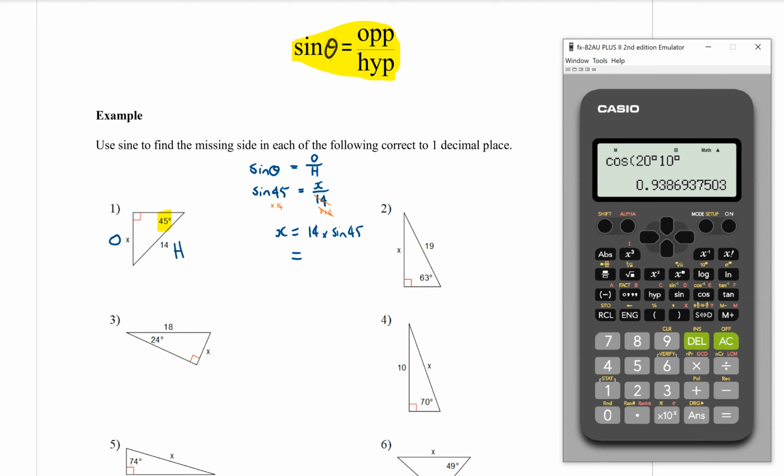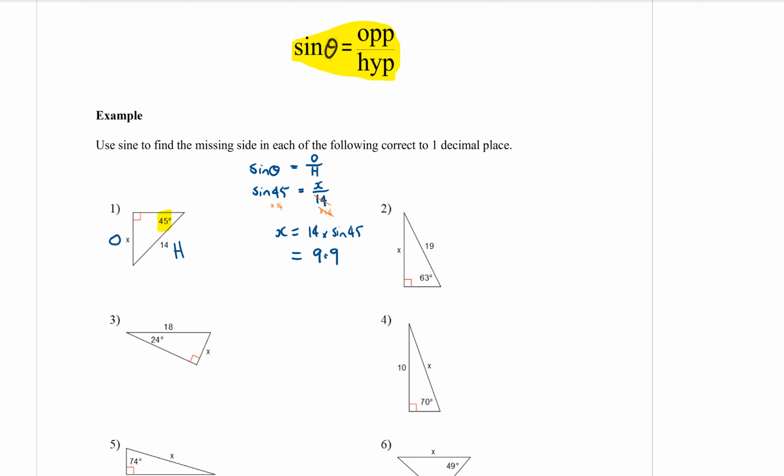Finally, you want to type that into your calculator. So it's 14 times sine 45 equals, and we're doing one decimal place as it says in the question. That would be 9.9 because it will round up. 9.9, and that's done. Okay, so each question is going to have those 4 lines of working out.